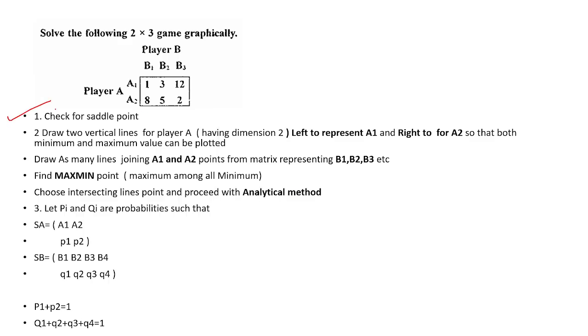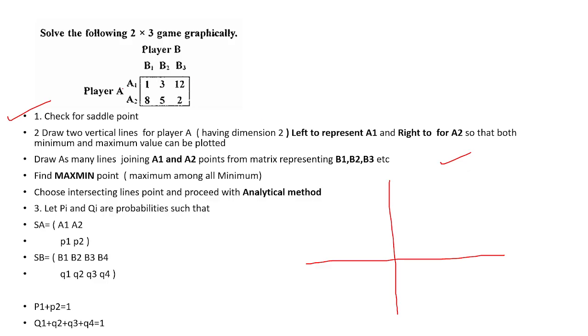This is the first step. Second step, take a graph sheet. Draw two vertical lines. For example, this is my graph sheet having 4 quadrants Q1, Q2, Q3, Q4. Take any one of them. I will take this part where X, Y are positive. First step is to draw two vertical lines. Why those? What do they represent?